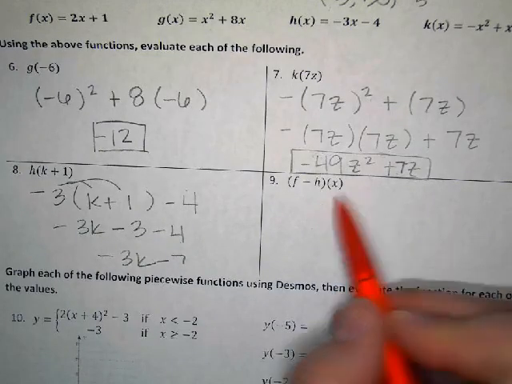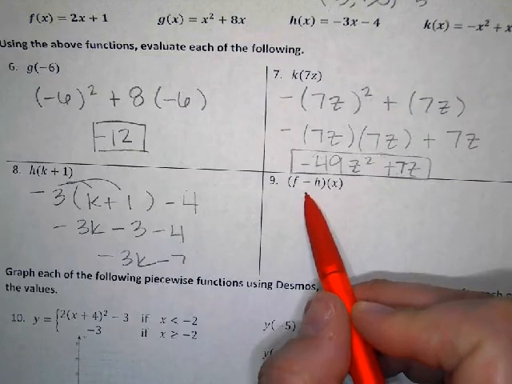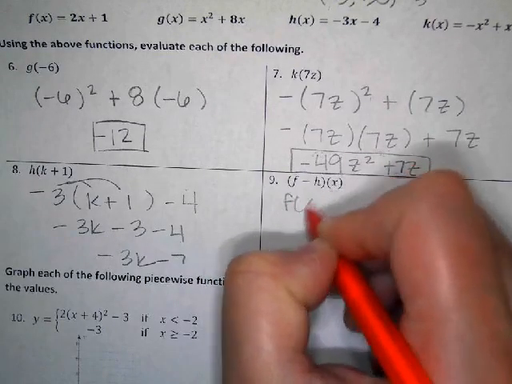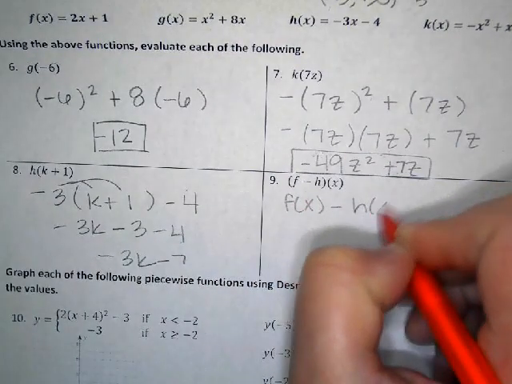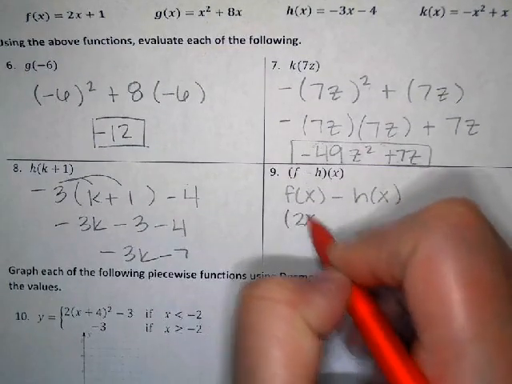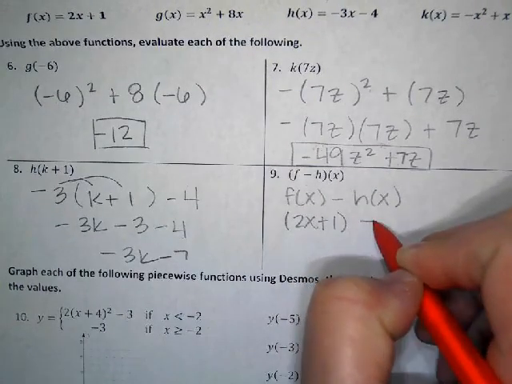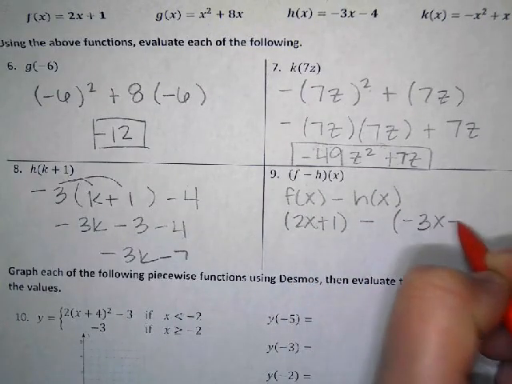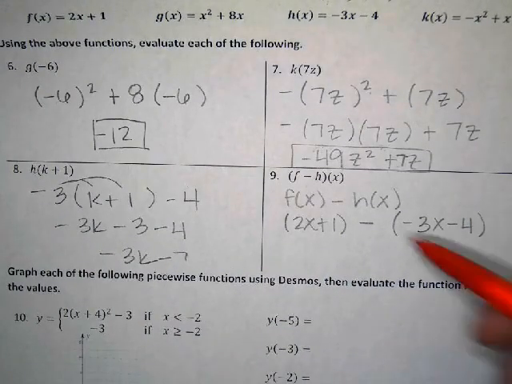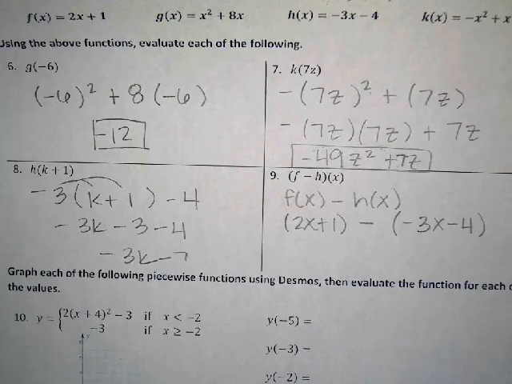Wait, are we multiplying today? We're not multiplying. What are they asking us to do today? They're asking us to subtract the functions today. So f of x minus h of x. So f of x is 2x plus 1. H of x is negative 3x minus 4. We multiplied them yesterday. We can't multiply them 2 days in a row. It was the exact same functions, too. I wouldn't make you do the exact same problem 2 days in a row.